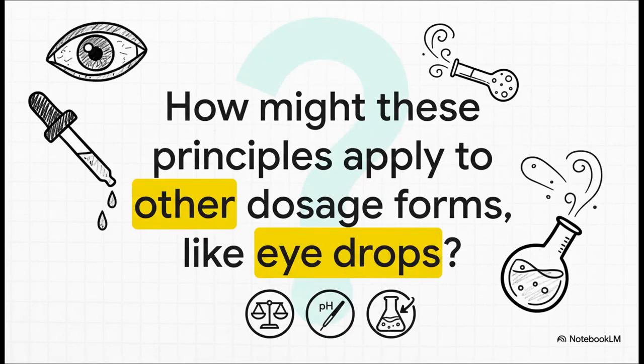So I'm going to leave you with a little thought experiment to chew on. Think about everything we've discussed today: patient comfort, absorption, choosing the right vehicle. Now, how would those same principles apply to formulating something like an eye drop? The eye is another incredibly sensitive area, right? It's a great way to start connecting these ideas to other parts of your pharmaceutics course.